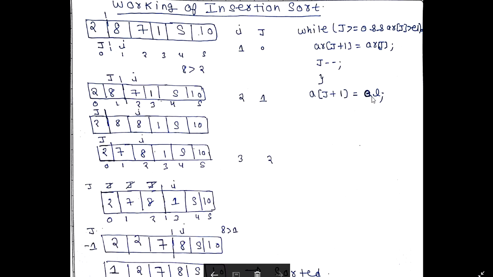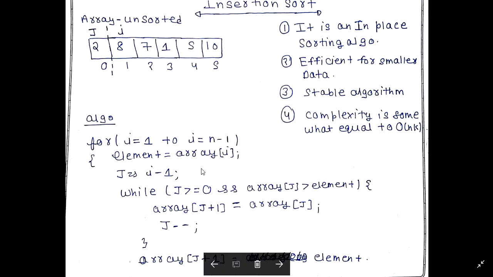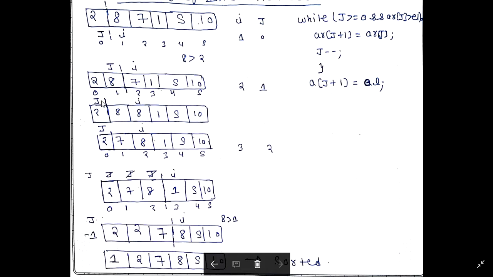Now we'll put the value of the element. As you see, we stored the value of i in a variable called element. Now we put the value of element here. What was the element? The element was 7. As 7 was smaller than 8, we put the value of 8 here and then put the value of 7 here, and now j is here.